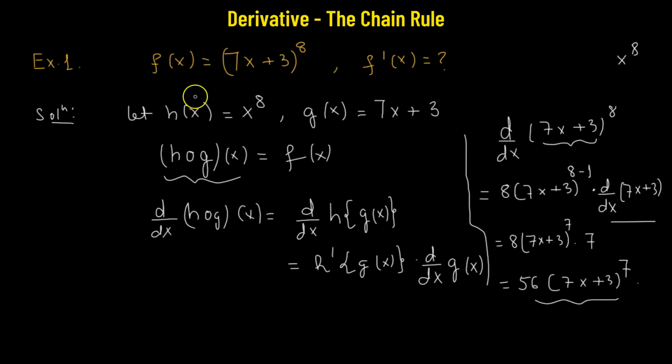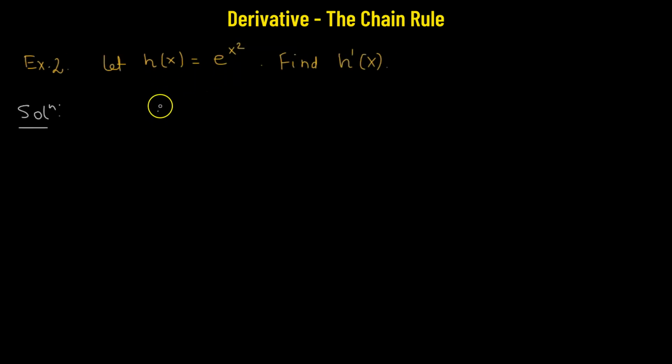So this is the derivative of our function f of x. Let's try out another problem. So we have the function given by h of x is equal to e raised to the power of x squared. So let's try to find out the derivative with respect to x.